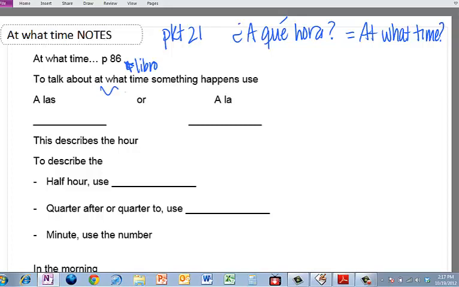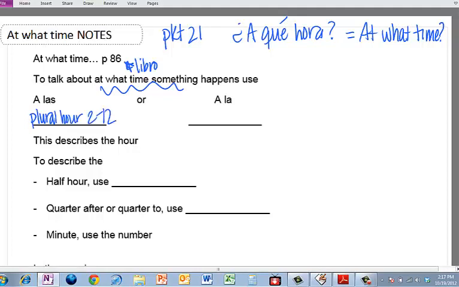To talk about at what time something happens, you start your sentence with a las or a la. If you start with a las, you're talking about a plural hour, or the hours from 2 to 12, and that's AM and PM. If you're talking about a la, you only are talking about 1 AM or 1 PM. That's it. And the difference, you know your articles. Las is a plural one and la is singular. That's the difference. You're actually describing the word hora, at the hour of blah blah blah.